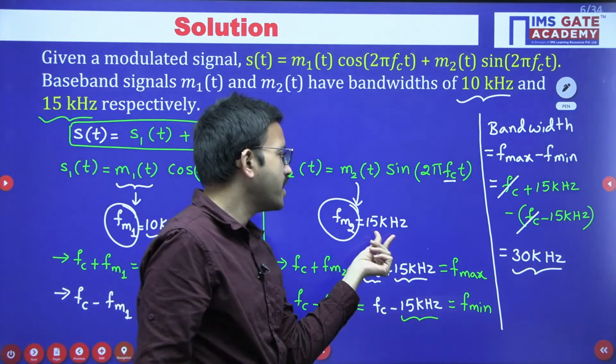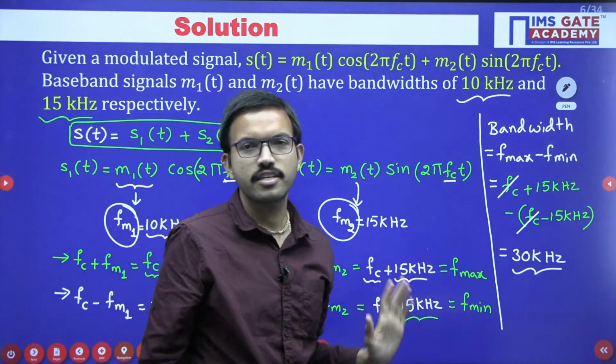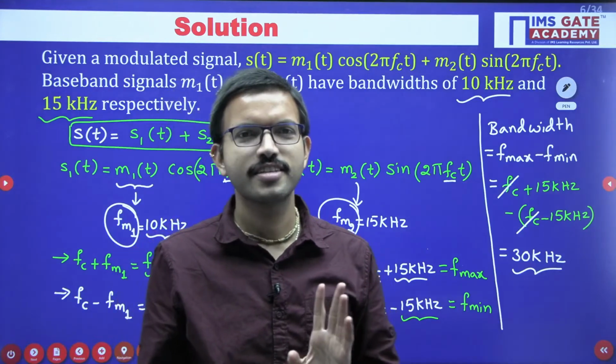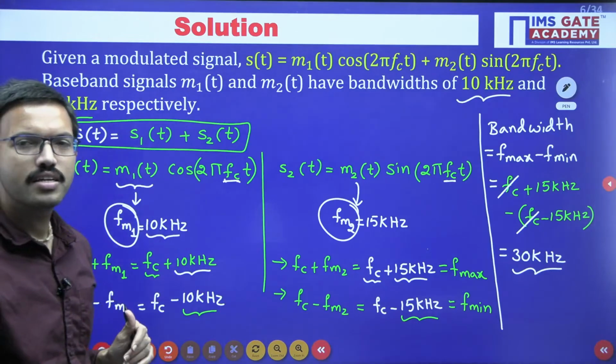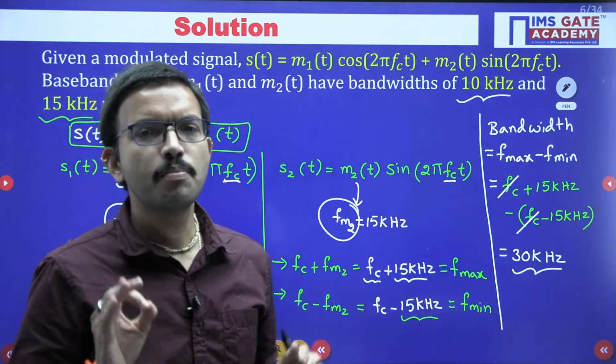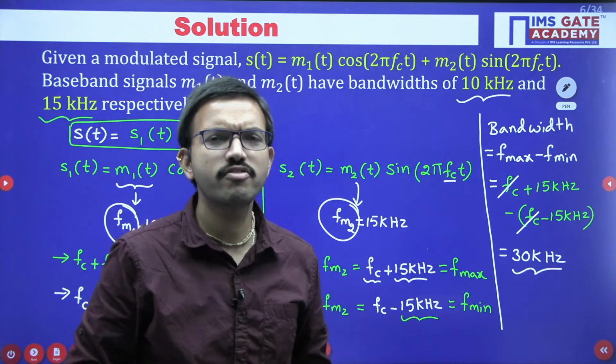So just multiply 15K with 2, that is nothing but 30 kHz. How much time is required? It won't take much time, yes or no? In this way, you can easily solve DSB-SC questions. Most of the questions you can easily solve without using pen and paper.